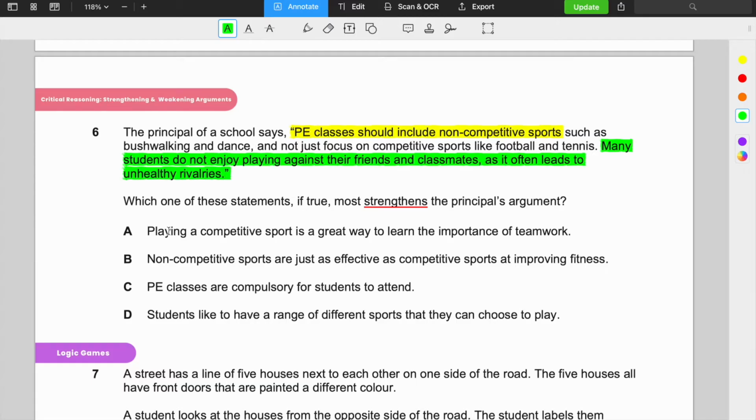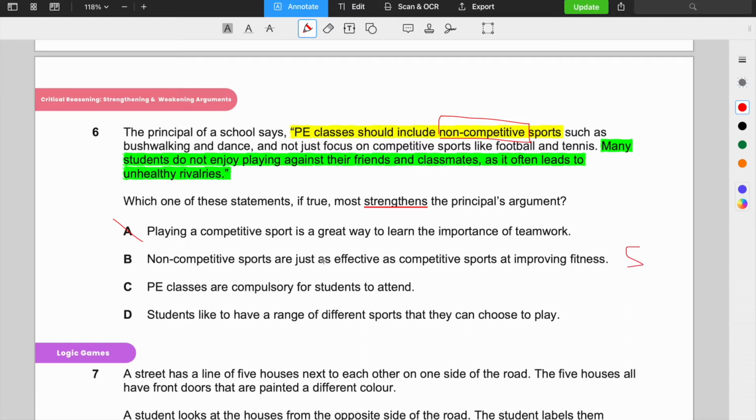Option A, playing a competitive sport is a great way to learn the importance of teamwork. This is not strengthening because remember, we're trying to advocate for why non-competitive sports, so sports that don't involve competition, should be included. B, non-competitive sports are just as effective as competitive sports at improving fitness. Perfect, right? This does strengthen the argument.